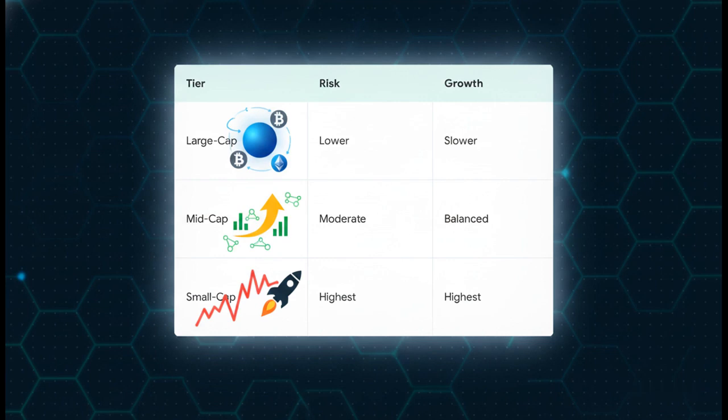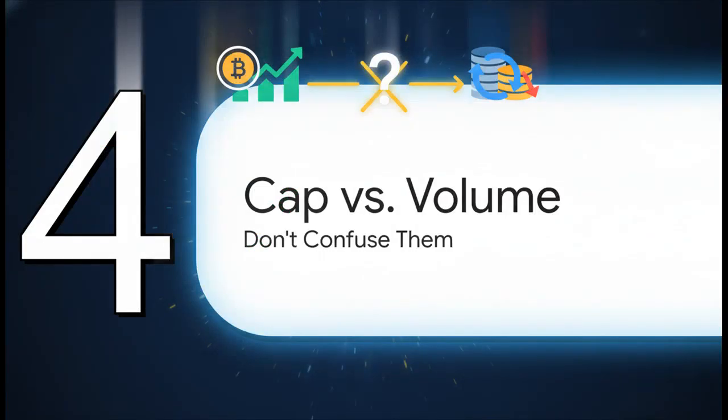And finally, at the bottom, we have small-cap coins. These are your emerging or brand new projects with the lowest market cap and the smallest investor base. The growth potential here is through the roof. They can move incredibly fast. But you really got to tread carefully because they also carry the absolute highest risk and, frankly, the most brutal volatility.